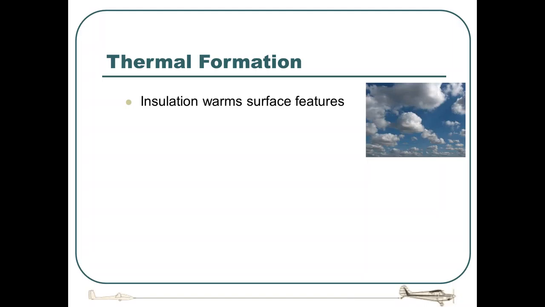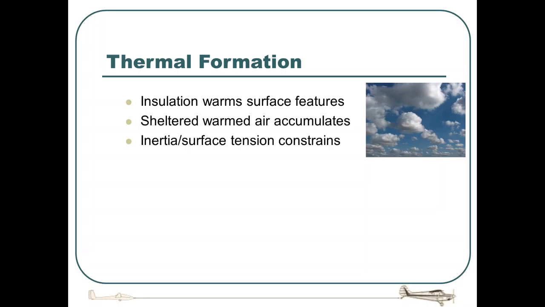An inversion layer or anything like that. But basically, your rays from the sun, which contain energy, reflect off the surface of the Earth and warm the air directly above it. Sheltered warmed air accumulates just over the surface of the Earth until something breaks that surface tension or inertia that it has to want to move. It kind of wants to stay where it is.